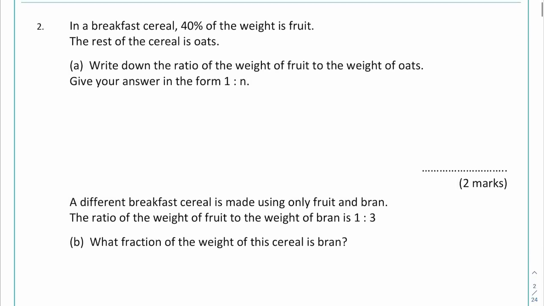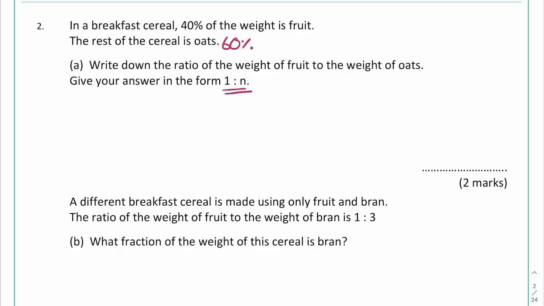Question 2. In a breakfast cereal, 40% of the weight is fruit and the rest of the cereal is oats. So again, we could write next to that straight away that that is 60%. Write down the ratio of the weight of the fruit to the weight of the oats and give your answer in the form 1 to n.